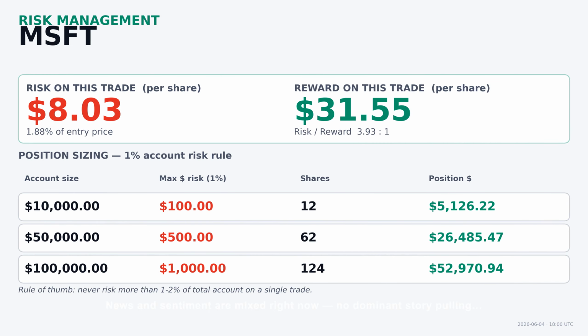Now, this is the slide nobody on YouTube actually talks about: risk management. On screen, you see the dollar risk per share, the dollar reward per share, and a position sizing table built around the 1% rule. The rule is dead simple. Never risk more than 1% of your total account on a single trade. So if you've got a $10,000 account, you're risking $100 max, and that decides the share count, not your gut feel. Get this right, and you can be wrong 10 times in a row and still be in the game. Get it wrong, and one bad trade can take you out.